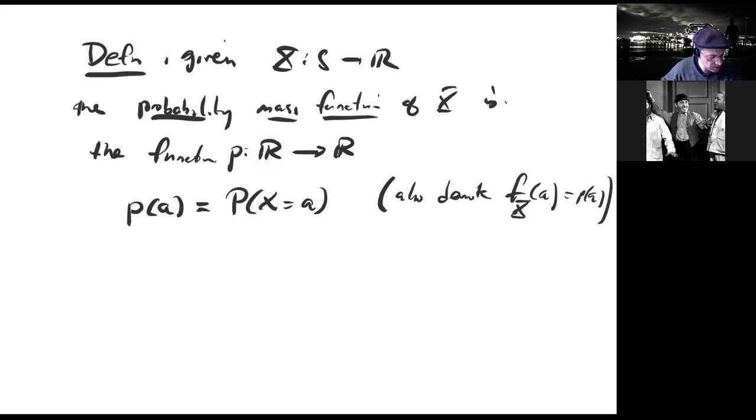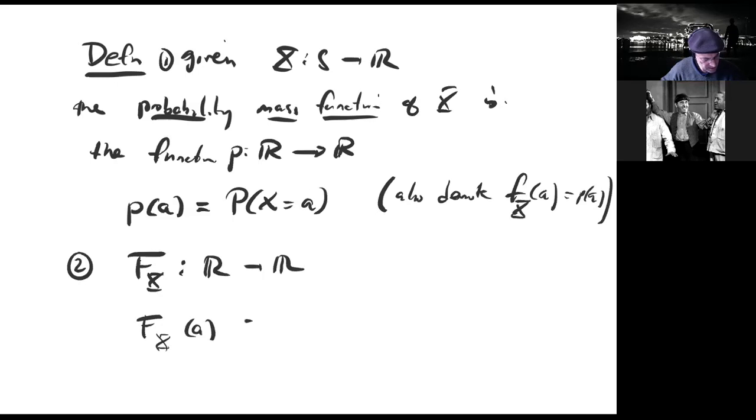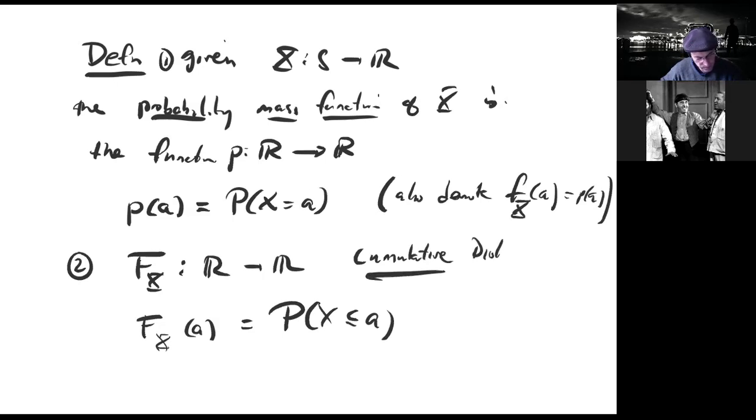That's the first one. And then there's another function that's very important called F sub X, which also goes from R to R. And F sub X of A is given by the probability that X is less than or equal to A. And this is called the cumulative distribution function of the random variable. So these are associated to a random variable.